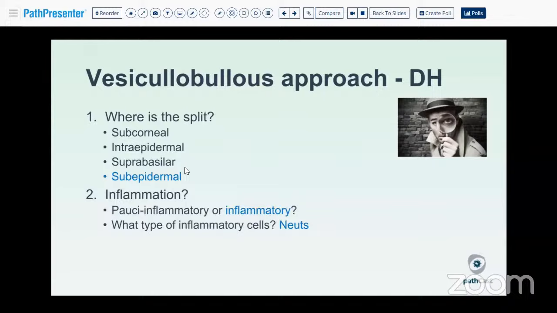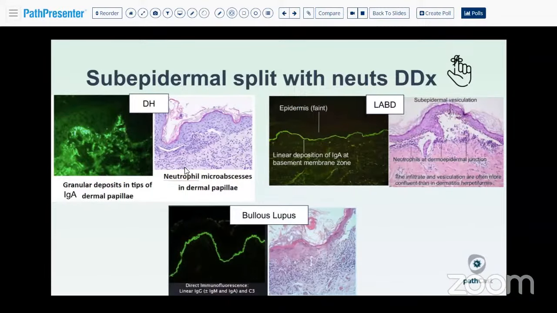And again, just remembering that vesiculobullous approach, first question we asked ourselves, is the split subepidermal? Then we asked ourselves about inflammation, it's neutrophils. And that's how we arrive at the right diagnosis. The big three split with neutrophils are dermatitis herpetiformis, granular dermal tips, linear IgA bullous dermatosis, which is going to be linear IgA at the basement membrane zone, and bullous lupus, which is going to be your linear IgG, C3, and other immunoreactants.